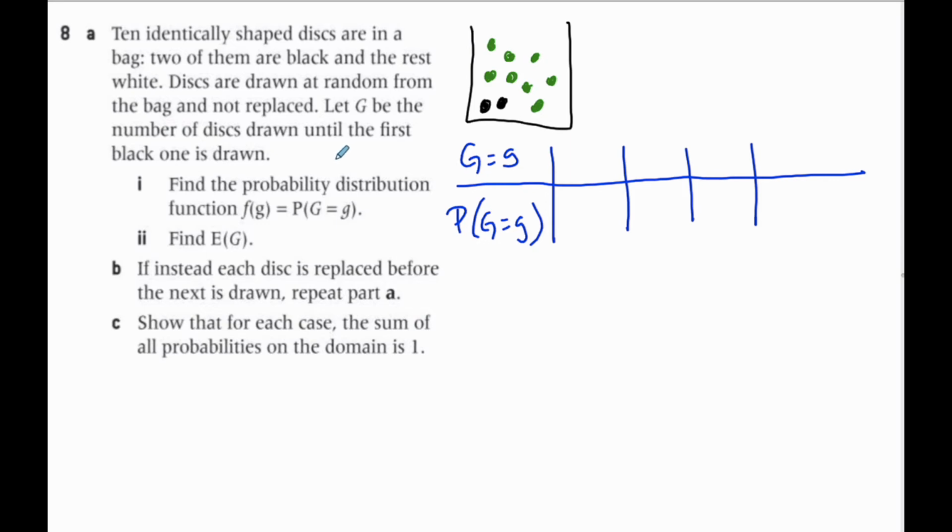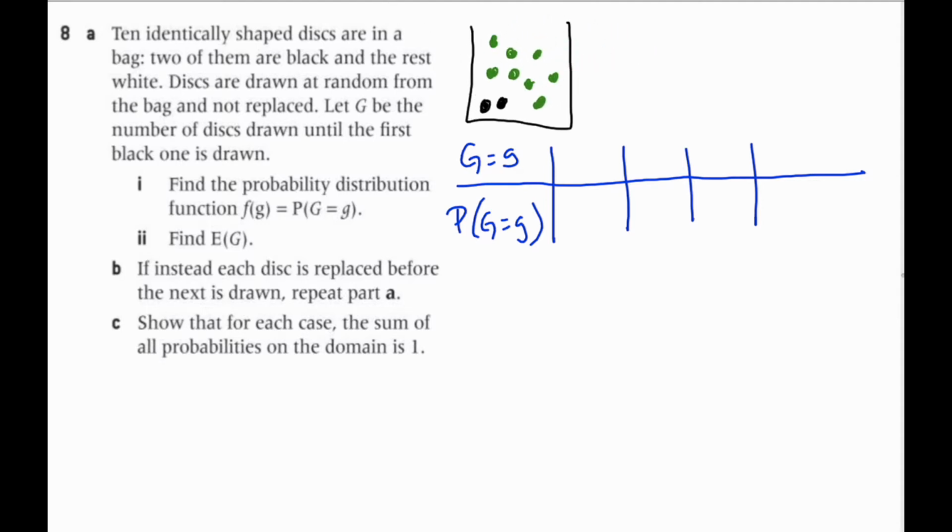Okay, so from this problem here, we have 10 discs in total. 2 of them are black, and the rest of them, so there's 8 that are white, and I made them green in my diagram here. So we're going to randomly draw a disc and then take it out. So I'm going to go to my bag, I'm going to randomly choose one, and take one of them out.